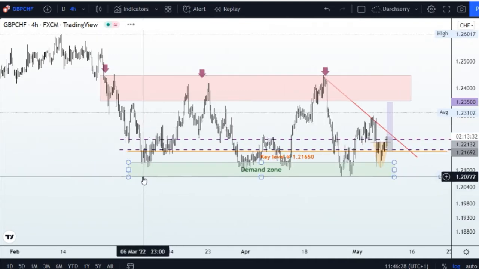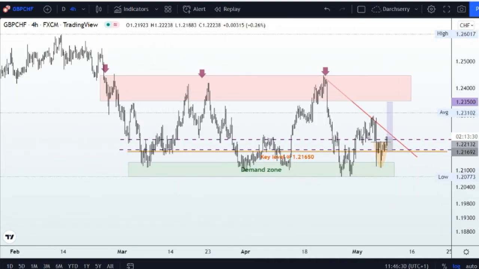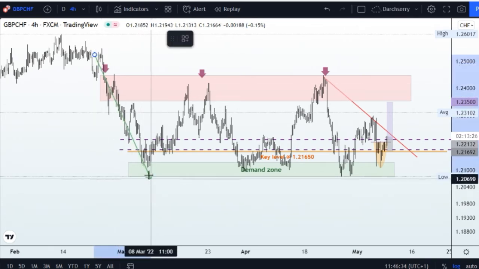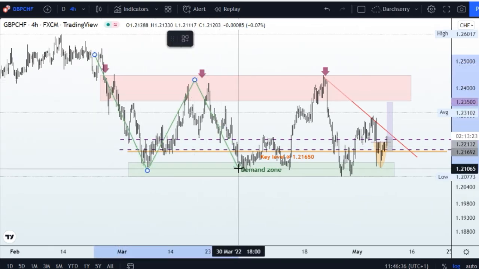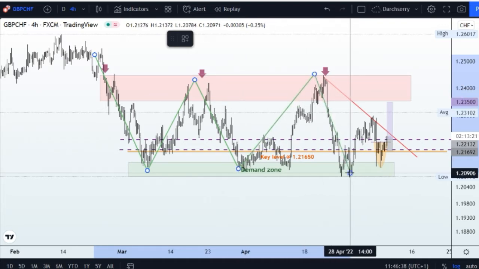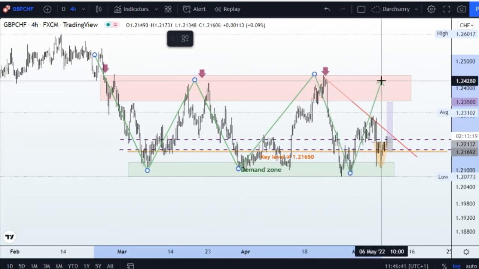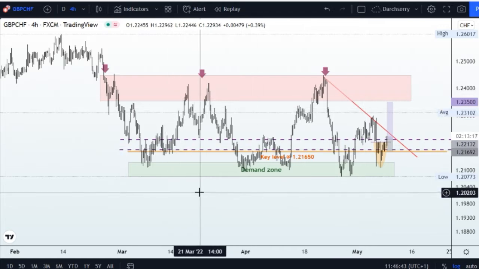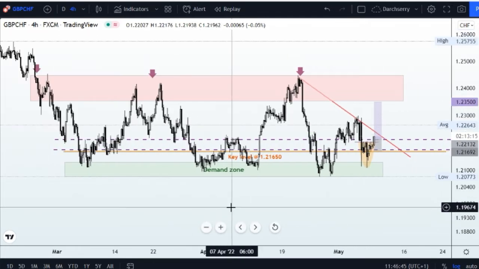Like I said, since the beginning of March, we've been having structures. We've been having a consolidation phase where price action has been moving through a consolidation phase, as we can see, between 1.24 and 1.21 in the last 2 months.